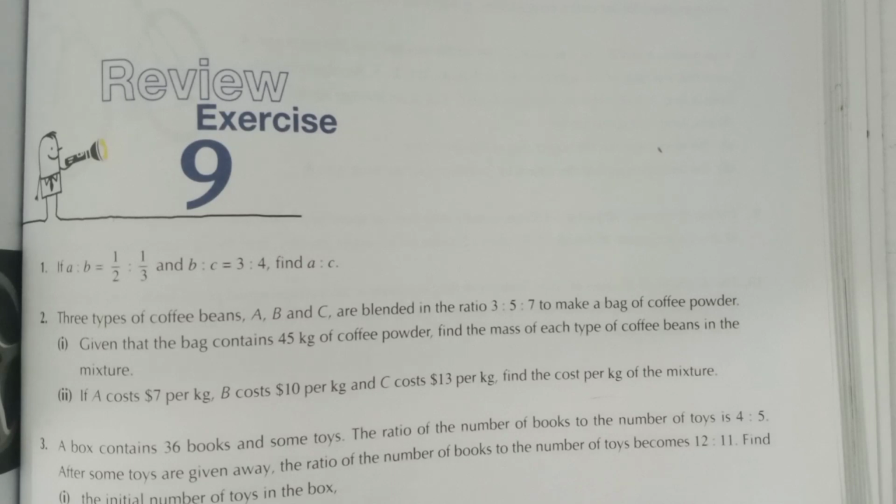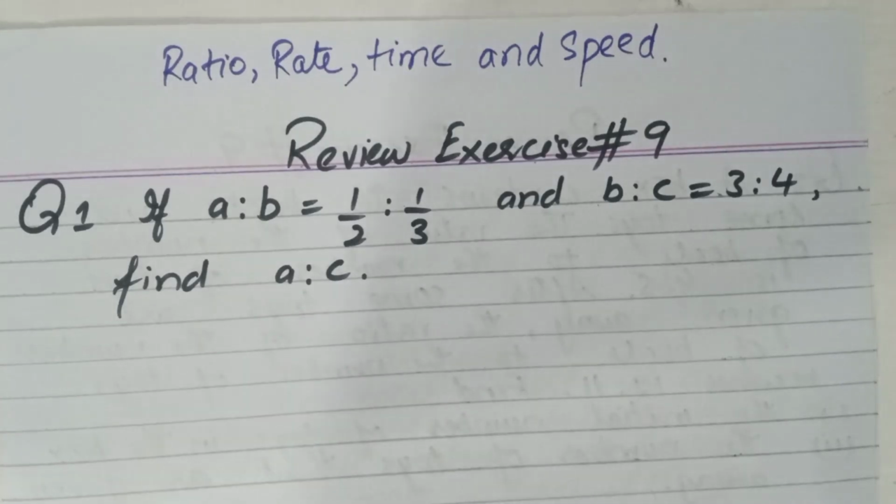Today we will do review exercise 9 of book D1 and we do from question number 1 to question number 5. Let's start students. Now students, this exercise is about the ratio, rate, time and speed. We will start with question number 1.